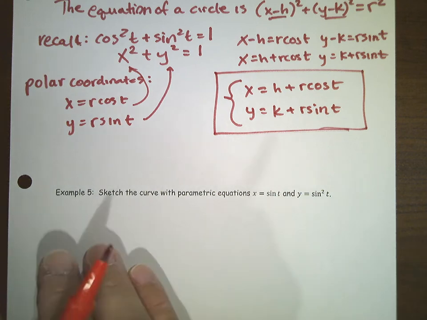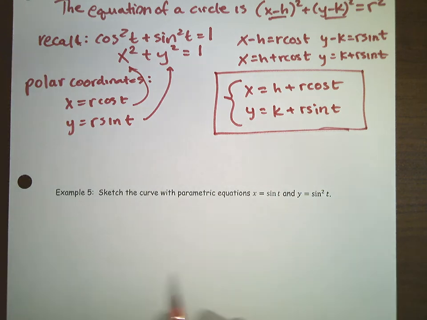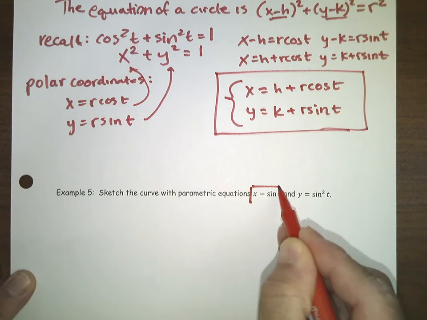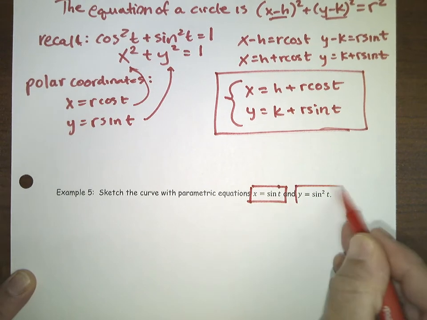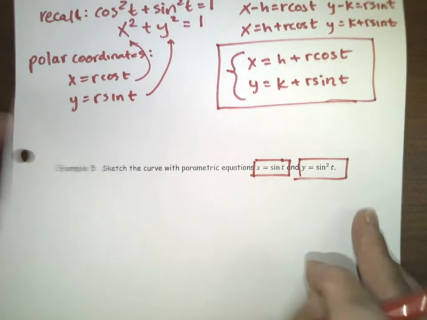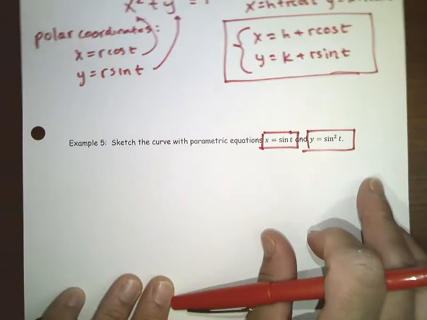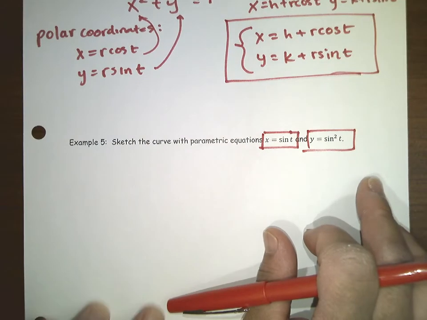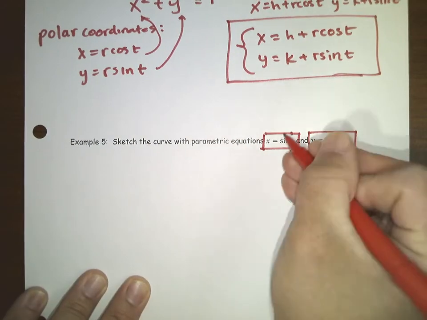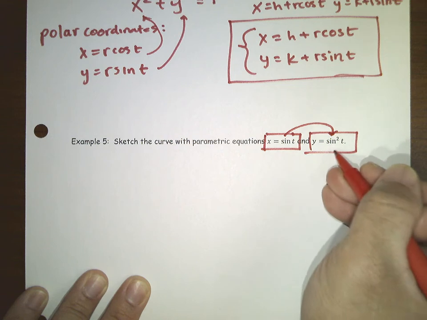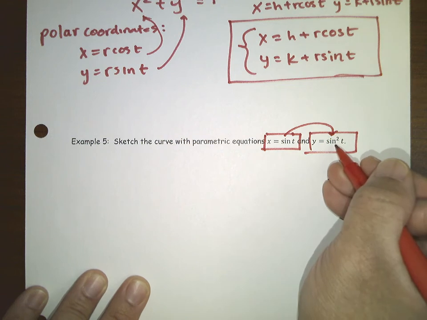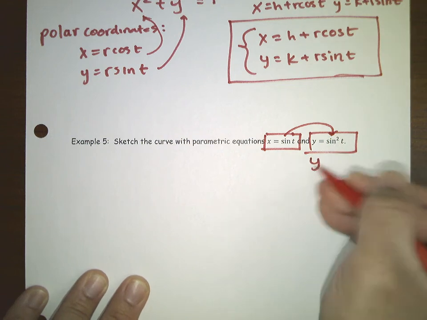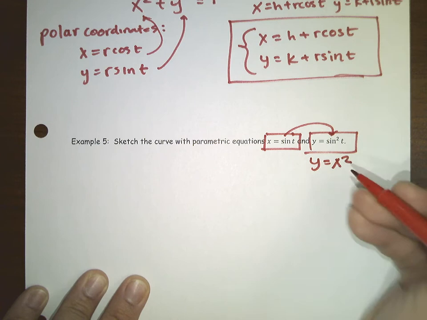All right, here is another one. Sketch the curve with parametric equations. X is equal to sine of t and y is equal to sine squared t. So now if I substitute this x in for sine of t over here, I have y is equal to x squared.